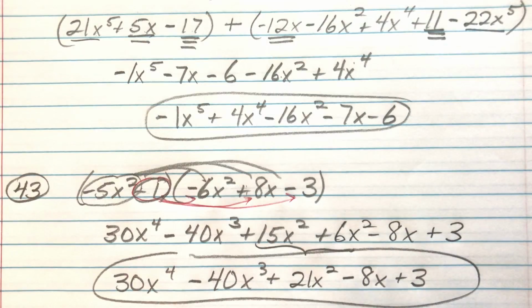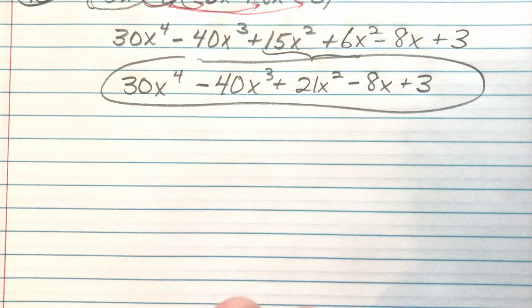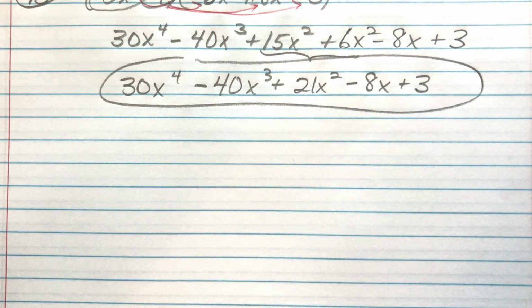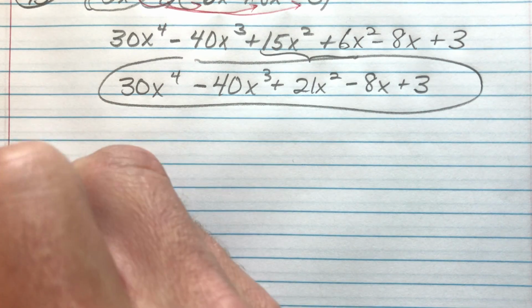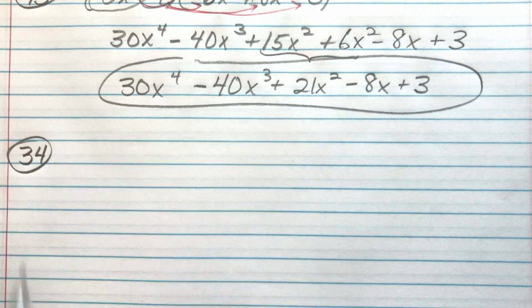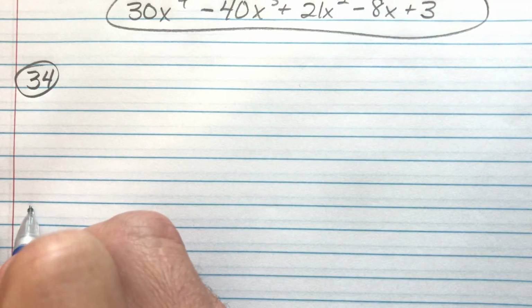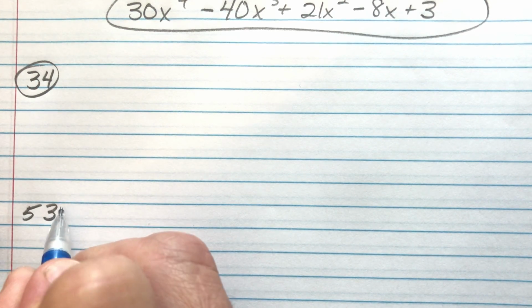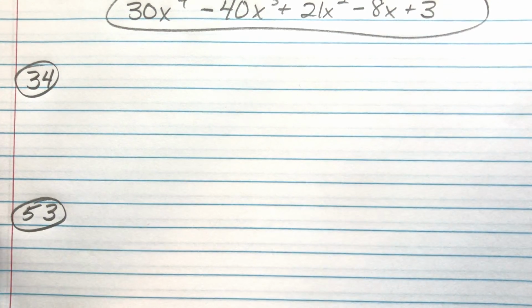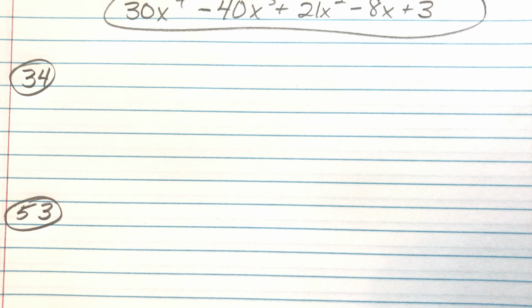Now, I'm going to do two more questions. If I were you, I would turn off the video, pause it, try the two questions, and turn it back on and see how you did. They're going to be 34 and 53. So turn off the video and try 34 and 53. And then turn it back on and watch my explanation. We'll see if we both come up with the same answer.